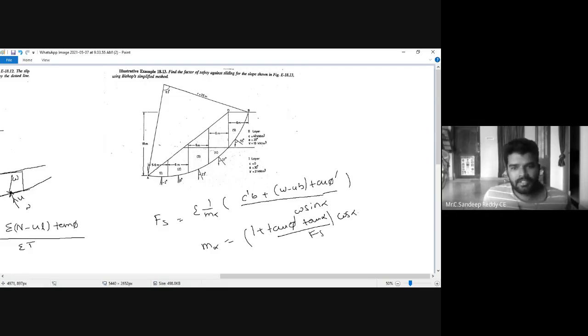Right, that's it, guys. I think that's it for today. We have completed the Swedish circle method. Two problems. One problem I explained. The second problem is given for small homework. The third problem is the Bishop simplified method. If you get it, do it. Otherwise, we'll take one more extra class for solving this Bishop simplified method. Why? Because the problem is a little bit lengthy. Procedure is the same, a little bit lengthy.